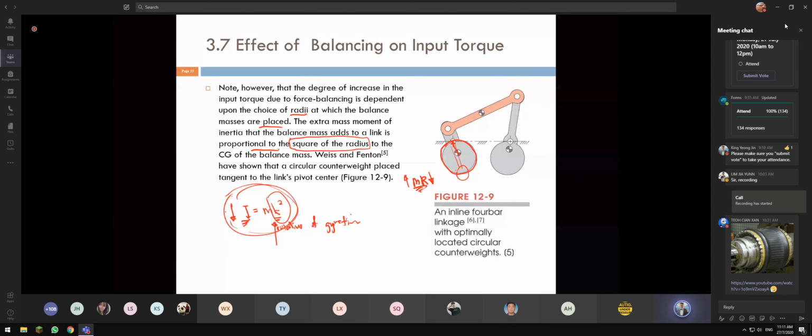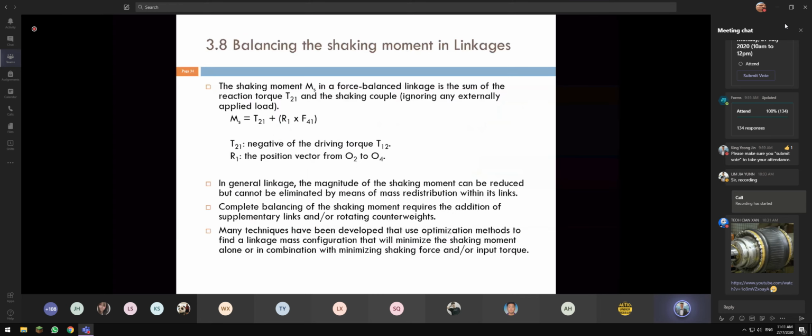Okay, so this one we will still discuss in engine balancing. The next one is on the shaking moment. Shaking moment, or we call it MS, is a force balance linkage. In the force balance linkage, it is the sum of the reaction torque T21 and the shaking couple. But in this case, we try to ignore any external applied loads. So the formula can be written: the shaking moment is equal to T21 plus R1 multiplied with F41.